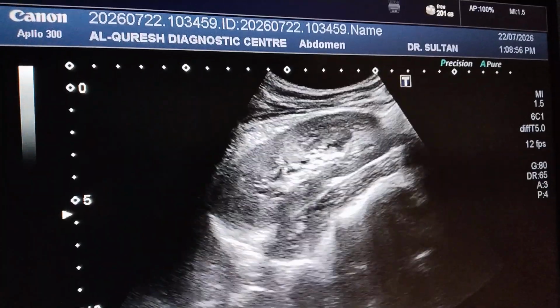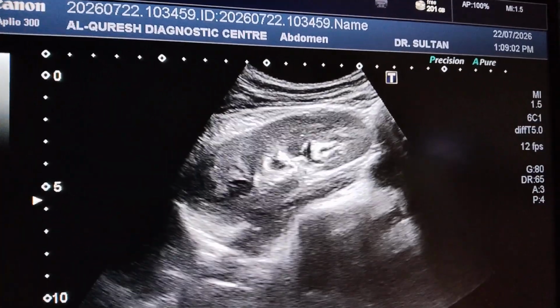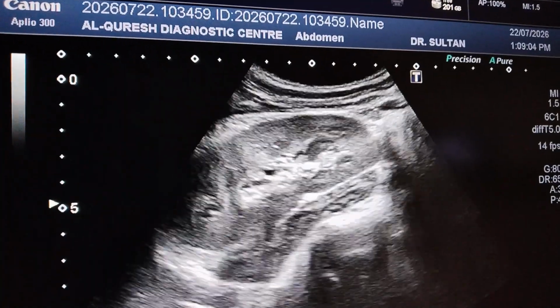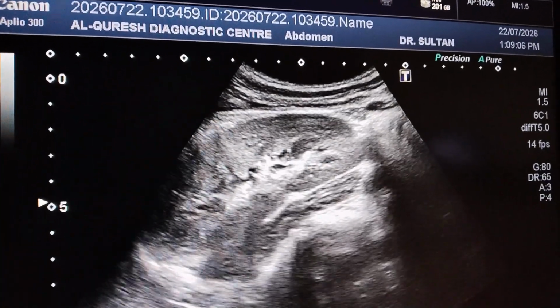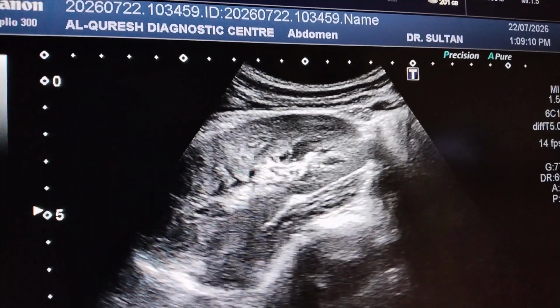I'm Dr. Sultan Ayub, working as a radiologist. This is a young male patient with pain in the right renal area.